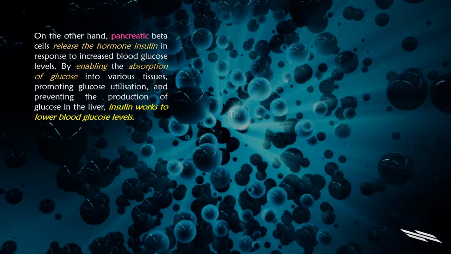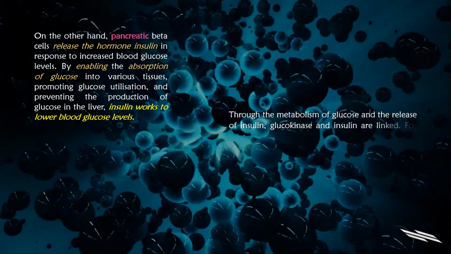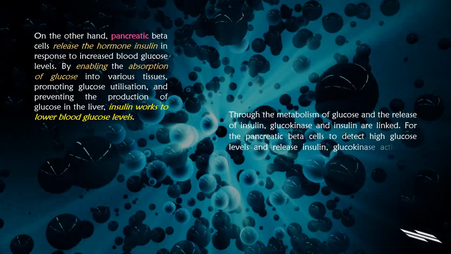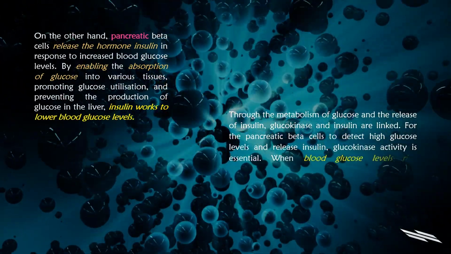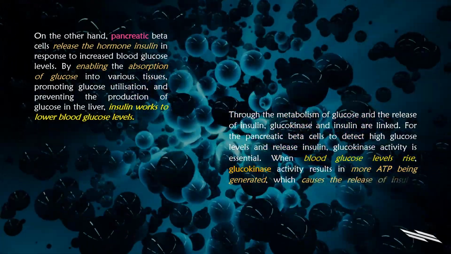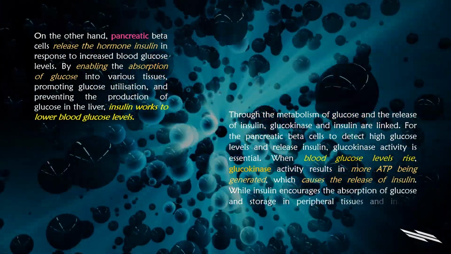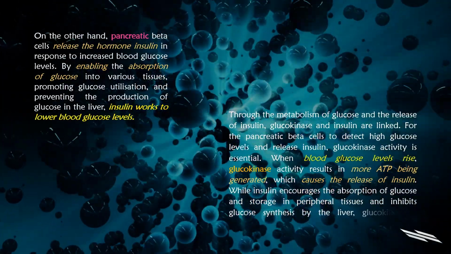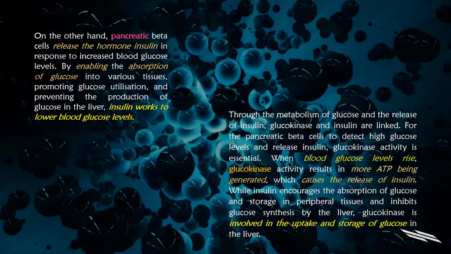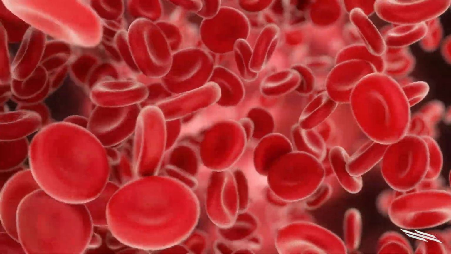Glucokinase and insulin are linked through the metabolism of glucose and the release of insulin. For the pancreatic beta cells to detect high glucose levels and release insulin, glucokinase activity is essential. When blood glucose levels rise, glucokinase activity results in more ATP being generated, which causes the release of insulin. While insulin encourages the absorption of glucose and storage in peripheral tissues and inhibits glucose synthesis by the liver, glucokinase is involved in the uptake and storage of glucose in the liver.